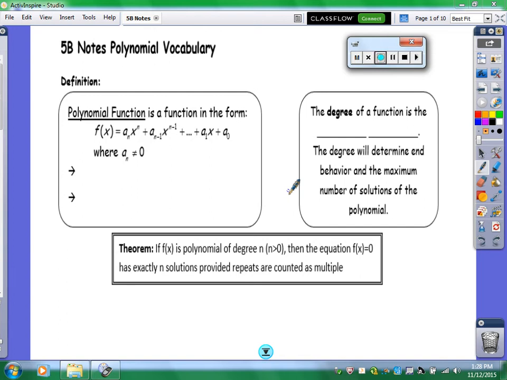Alright, this is 5B notes. Our unit 5 is going to be talking about polynomials, and we're going to start today by looking at some vocabulary dealing with polynomial functions. So first of all, let's define what is a polynomial function.